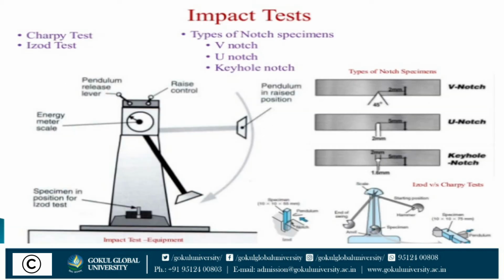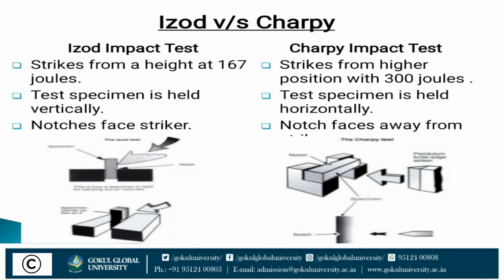For Charpy and Izod, the types of notch are V notch, U notch and keyhole notch. So these types of notch are used for the impact test. Izod versus Charpy: in the Izod impact test, the striker falls from a height with 167 joules. In Charpy, the strike is from a higher position with 300 joules. In Izod the test specimen is held vertically; in Charpy it is held horizontally. In Izod the notch faces the striker; in Charpy the notch faces away from the striker.